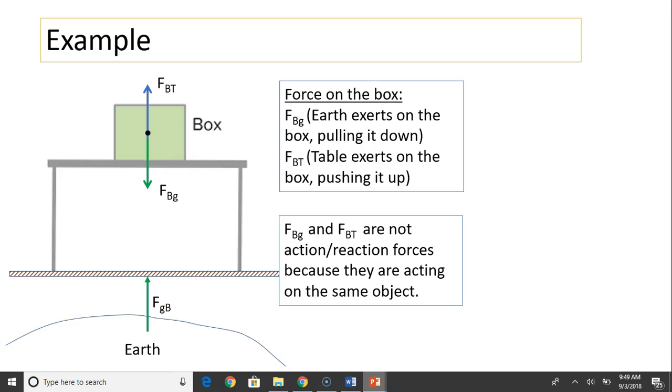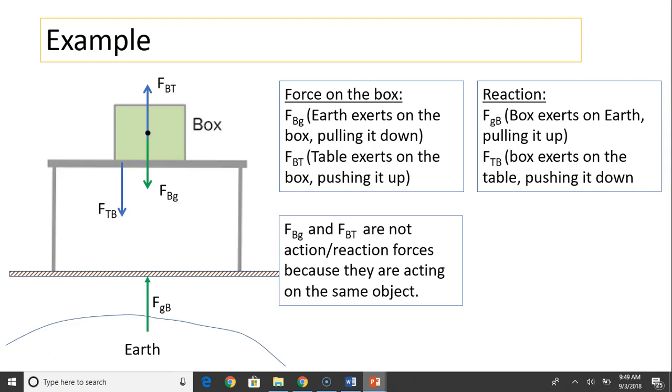Now, what is the reaction force for the table, the normal force table exerts on the box? Well, the reaction force has to be the box exerts on the table pushing it down. That is a reaction force. Reaction force for both, for the first one, gravity, is the box exerts on the earth, pulling it up. For the normal force, is the box exerts on the table, pushing it down. Have the same magnitude and opposite direction.